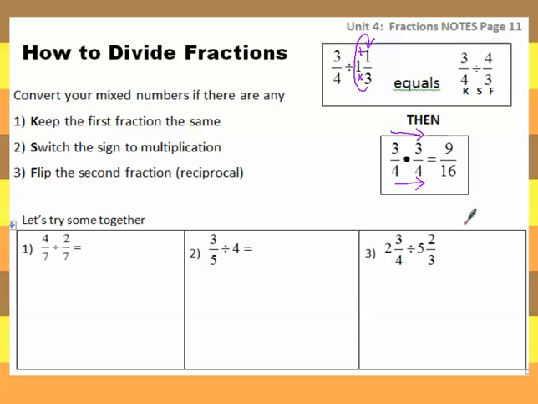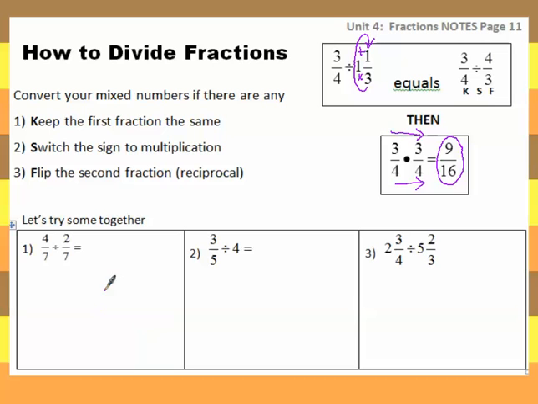Now I have to ask myself, does this simplify? Well, they don't. They are not both even. They don't end in 5 or 0, and they both don't divide by 3. So 9/16 would be my final answer. You could also see if 9 goes into 16, and you could get a whole number out, but 9 doesn't go into 16, so it's not going to work.